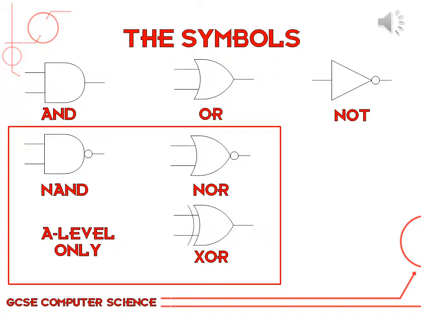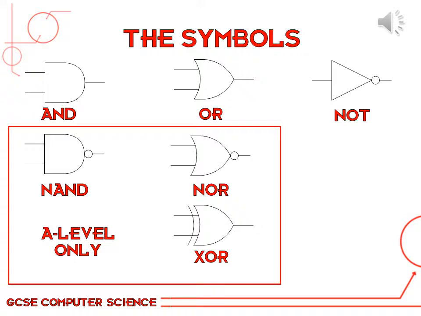These are the different symbols that you need to know. So I've drawn a box around the A-level only ones because once you progress into A-level computer science, you need to learn an extra 3 gates. But for the time being, you only need to know the 3 that you see at the top. So the AND gate, the OR gate and the NOT gate.